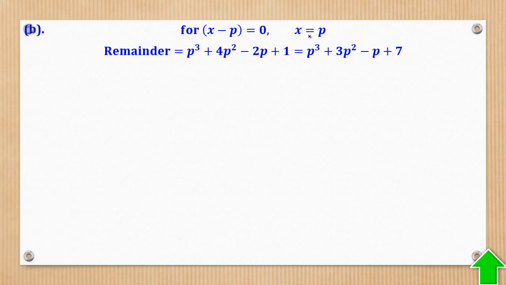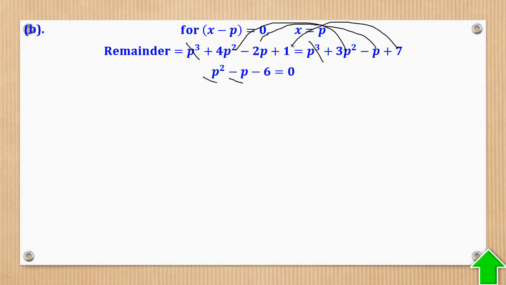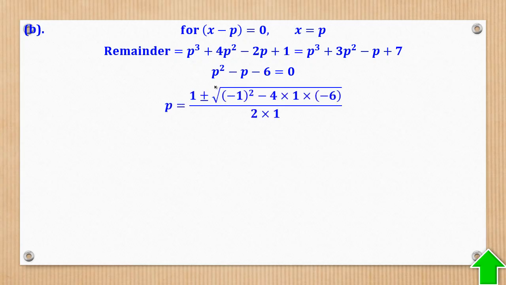So when you substitute x equal to p in both, we get the same remainder. That's why we equate the two. So here we have calculated like terms, when this and this cancel. When this goes this side, 4 minus 3 is 1. That's why you see p squared here. Then this one goes this side. Negative 2 plus 1 gives you negative 1. That's why you see negative p here. Then this goes this side. 1 minus 7 is negative 6. That's why you see negative 6 here. So that is the quadratic, which can be solved using the quadratic formula to come up with two values of p.